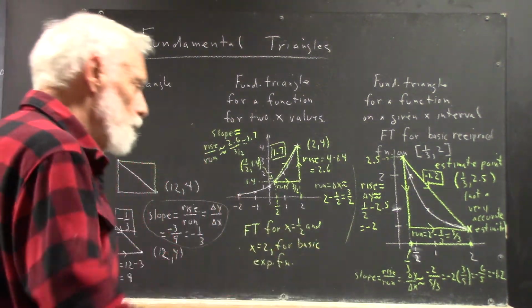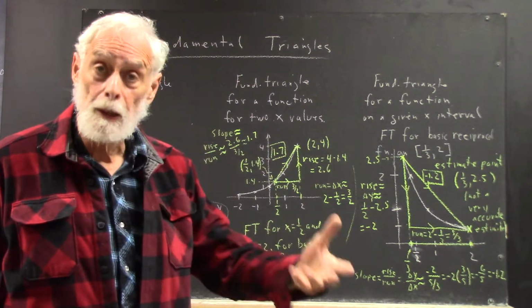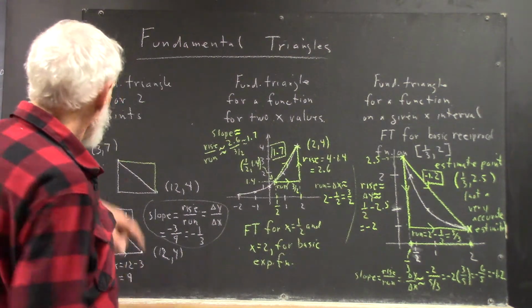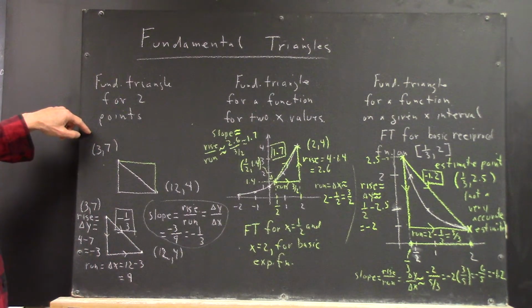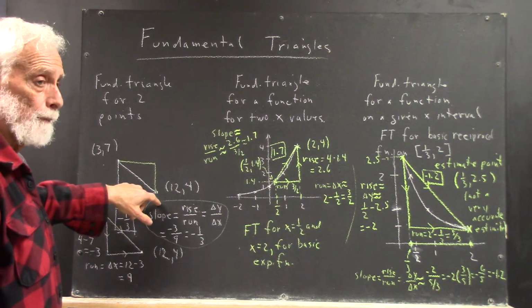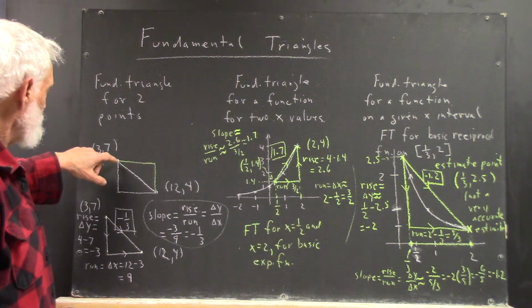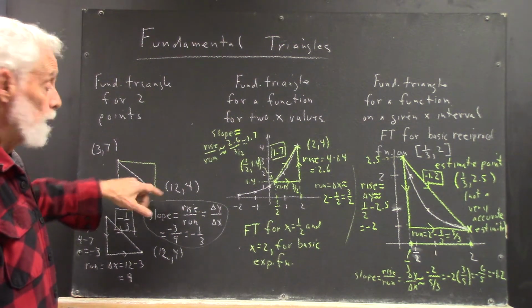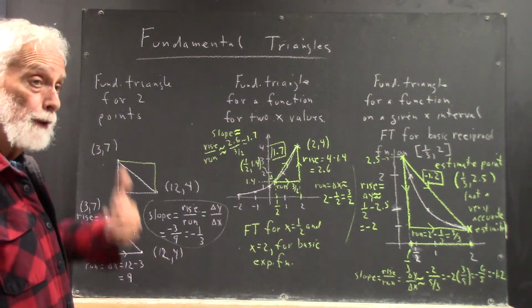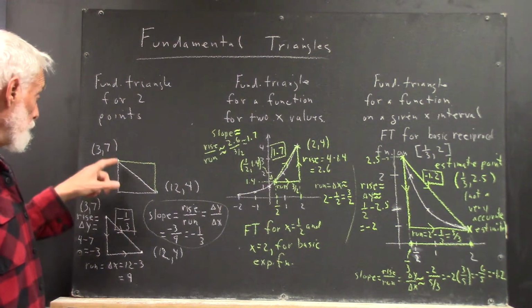Okay, brief summary of a longer series of more explanatory videos. Fundamental triangle. The fundamental triangle for 2 points is a triangle whose hypotenuse runs from one point to the other. The legs of the triangle are going to be parallel to the coordinate axes, one parallel to the x-axis, one parallel to the y-axis. There are 2 possible fundamental triangles for these 2 points.